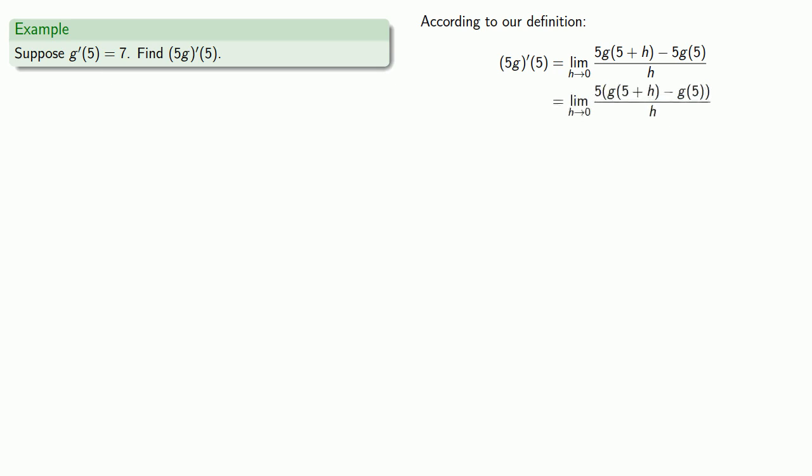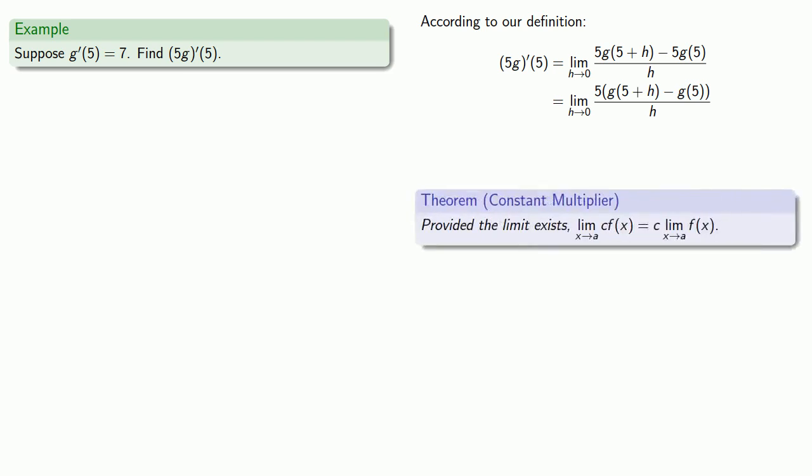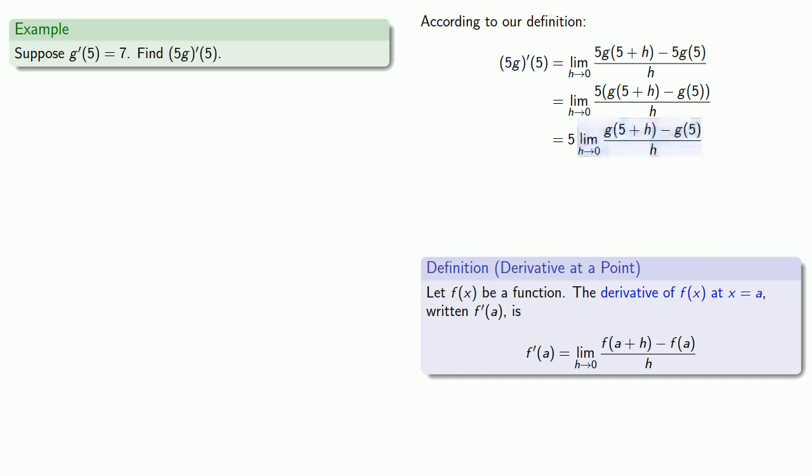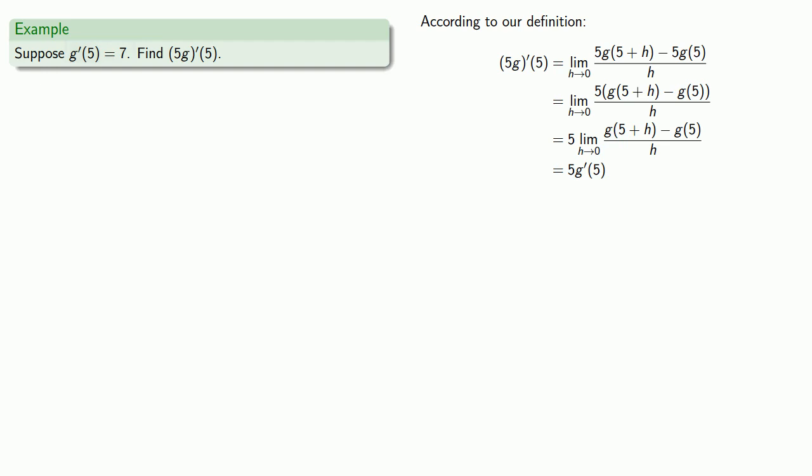Now we have a constant times a whole mess of stuff, and one of our limit theorems says that the limit of a constant times a function is the constant times the limit of the function. And so this constant multiplier can be moved to the front to get us a new limit. This expression is just the derivative at 5, and we already know that value, which means we can substitute in, and following our chain of deduction, we see that the derivative of 5g at 5 is going to be 35.